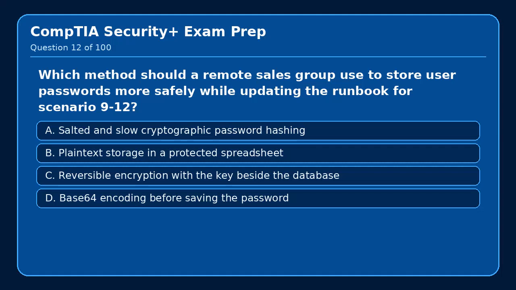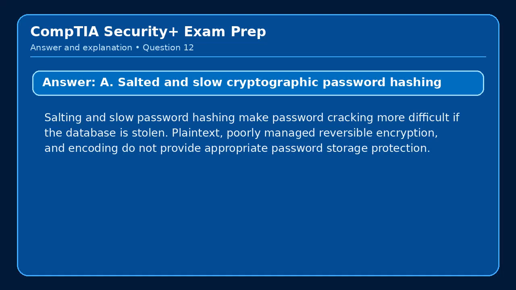Take a moment to choose your answer. The answer is A. Salted and slow cryptographic password hashing. Salting and slow password hashing make password cracking more difficult if the database is stolen. Plain text, poorly managed reversible encryption, and encoding do not provide appropriate password storage protection.